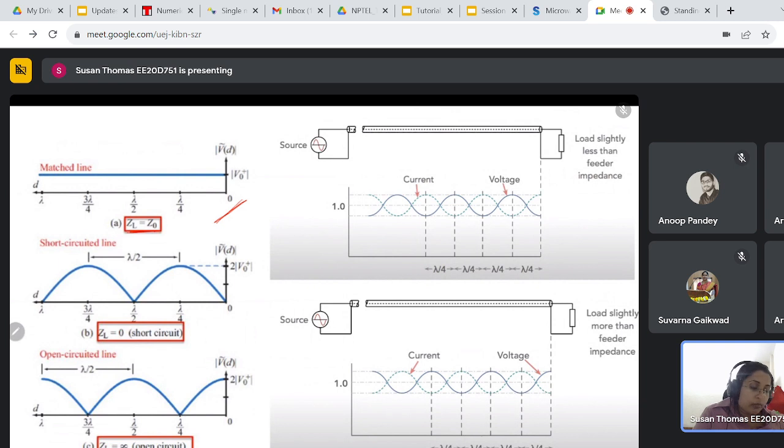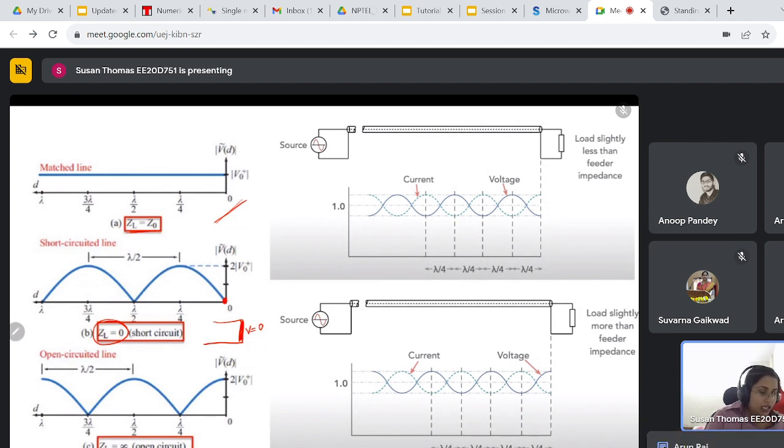Now, for example, if your load is a short circuit, in the sense ZL equal to 0. So what happens at a short circuit? All of you know that the voltage at the load end is 0. So the voltage waveform will have a minimum at the load end.